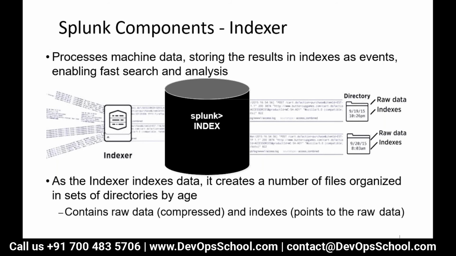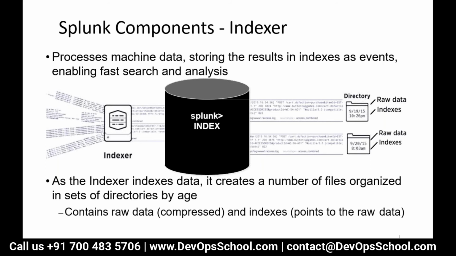You know that the indexer processes machine data, different types of machine data from different sources, and stores the results in the indexes as events. It can be metrics also, but right now we are not talking about metrics. So as events, enabling fast searches and analysis. As per the image, the data is coming from the raw data, indexes are stored, and that process is called indexing.